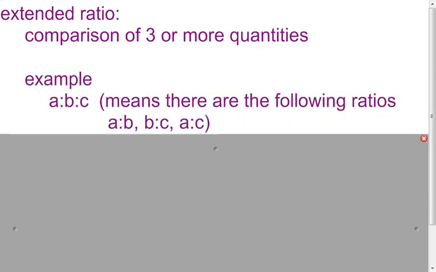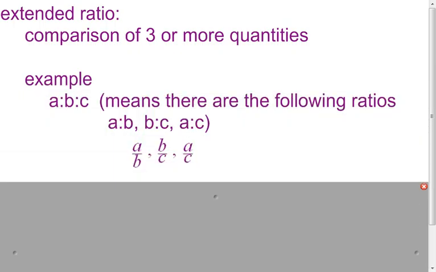Now here's my one example that I've given. This is read as A to B to C, which really means that we have multiple ratios involved here. We can look at just the A to B ratio, the B to C ratio, or the A to C ratio. And I've written it as a fraction as well below, as A over B over C, just other ways to write your ratios.